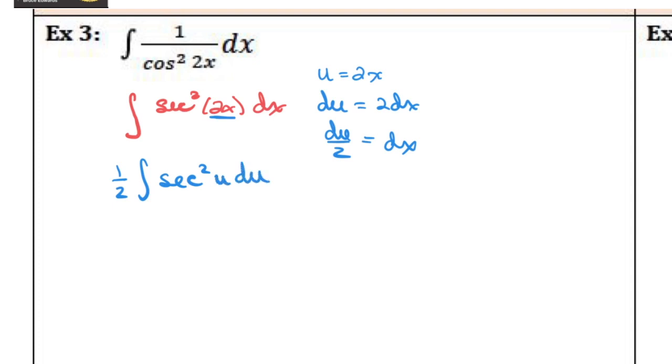Now, what was the antiderivative of that secant squared? You should know that was the tangent of u plus c. Do not forget to replace your u with 2x, giving tangent 2x plus c.